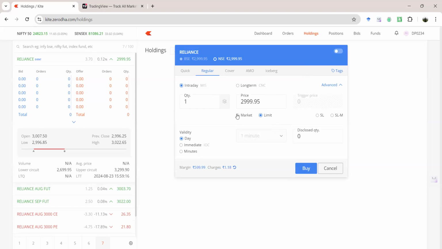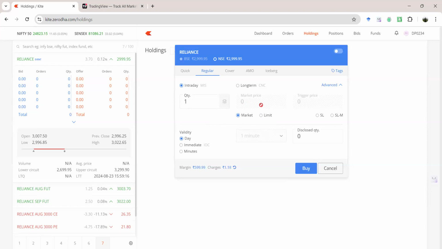Okay. Then there are these order types: market, limit, stop loss, and stop loss market. What are these things? Let me explain. The first one is the market order. In a market order, we don't need to enter the price. We just have to enter the quantity. Suppose I want to buy 1 quantity and I place a market order.